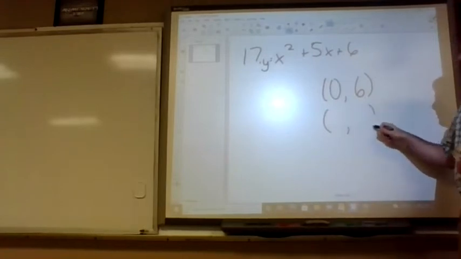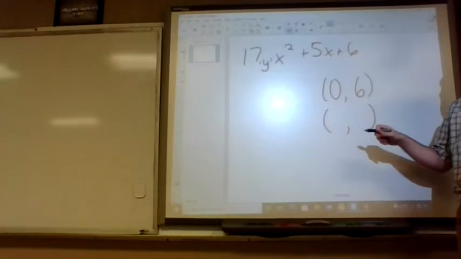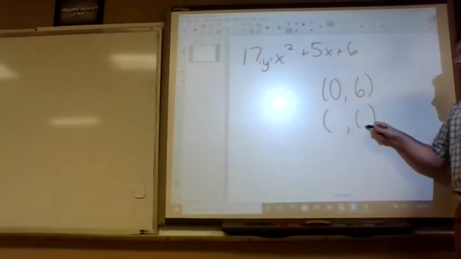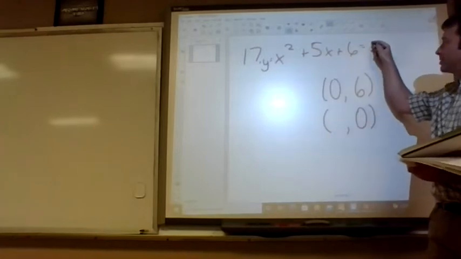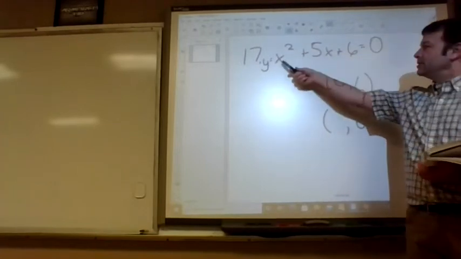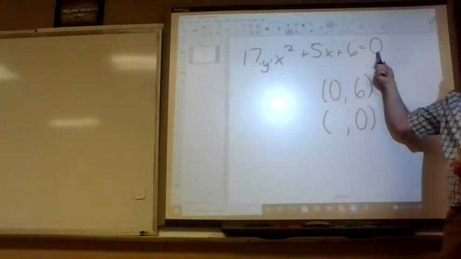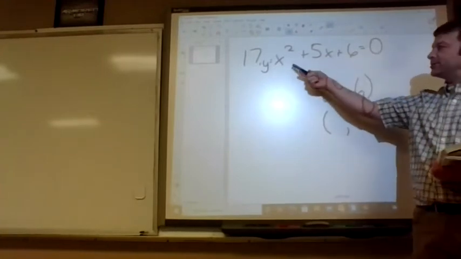How do we find the x-intercepts? You make the y value 0. If I make this 0, this is basically what we were doing yesterday. Remember that? All this needs to be equal to 0. Solve for x. We should get a couple answers probably.